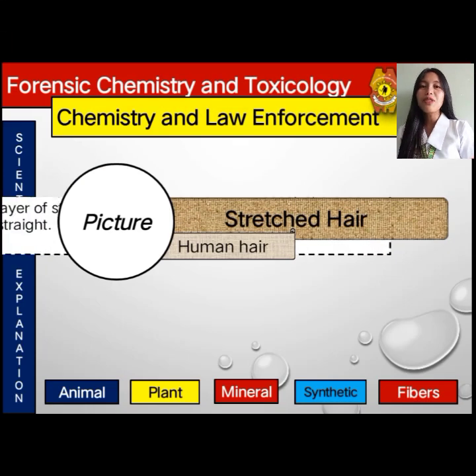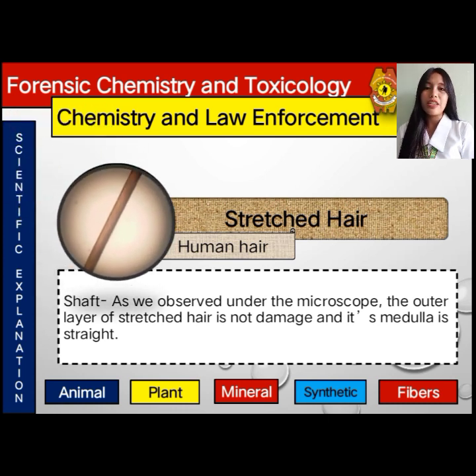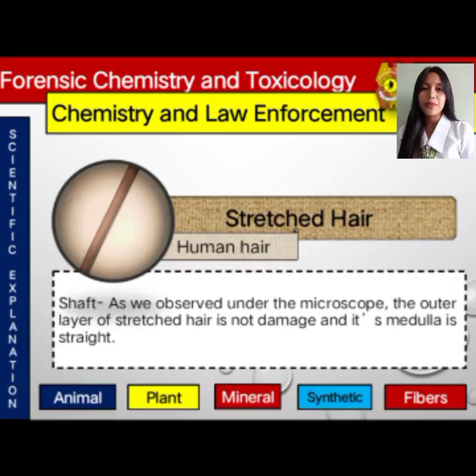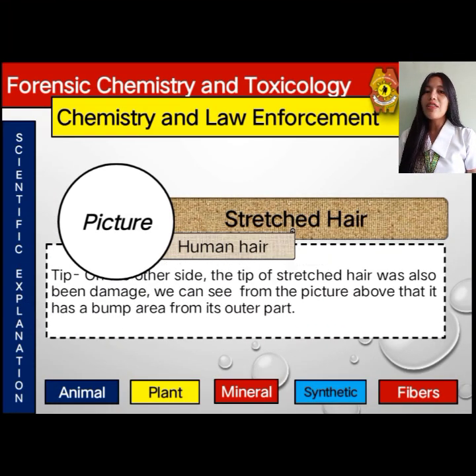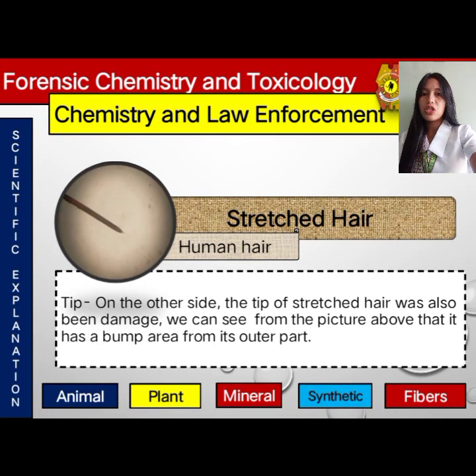Shaft. As we observe under the microscope, the outer layer of the stretch hair is not damaged and its medulla is straight.